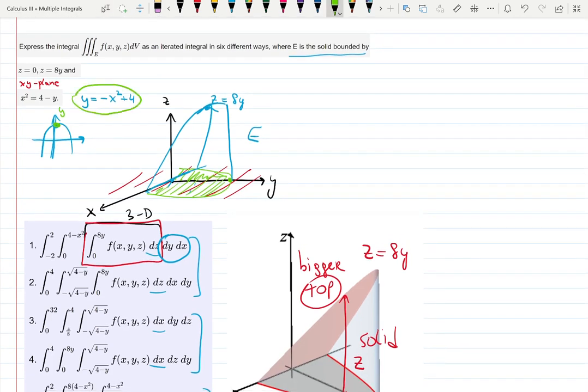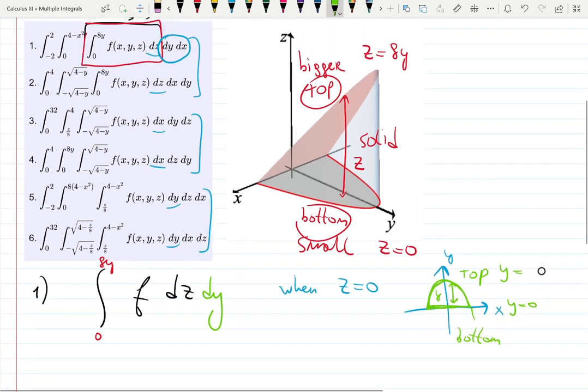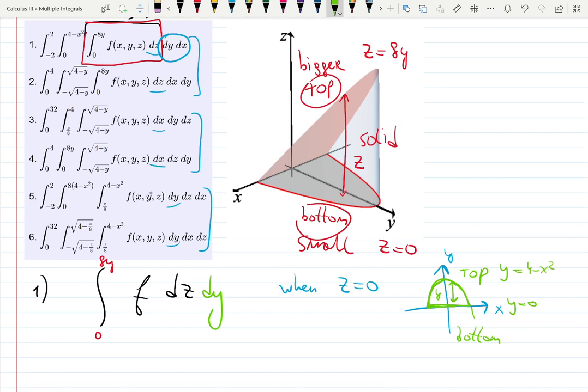X squared equals 4 minus y. Solve for y. Y equals 4 minus x squared. So this integral will be from 0 to 4 minus x squared. Again, functions. The last integral must be numbers. Must have limits of integration as numbers. dx.